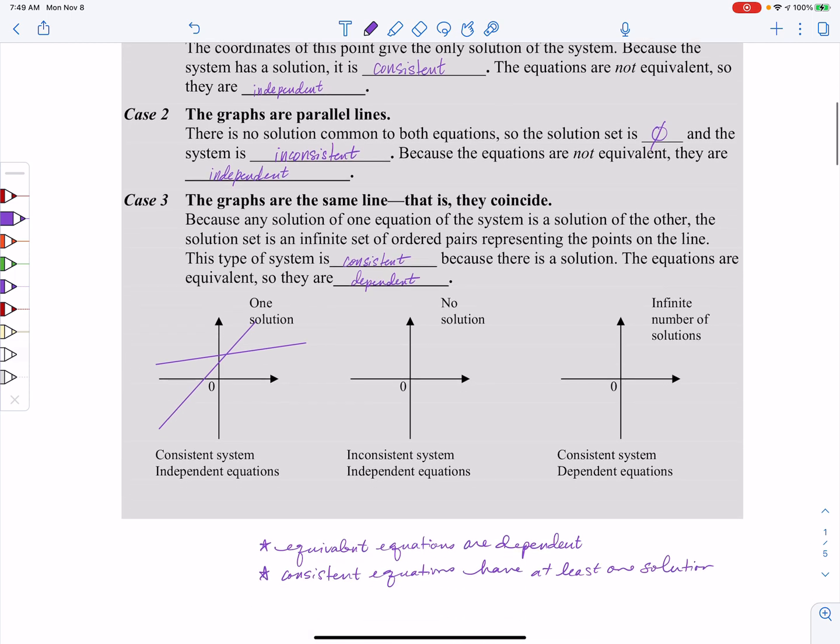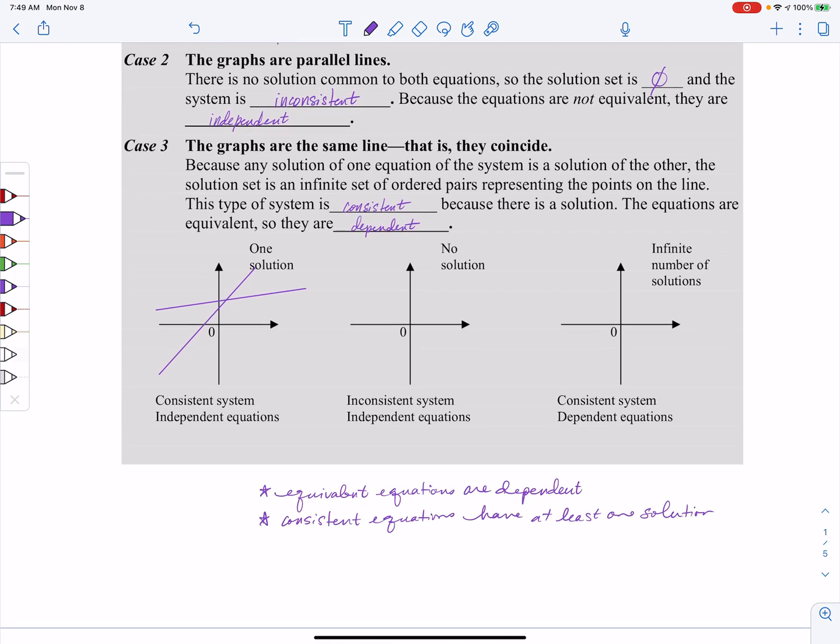Case number two is where my graphs are parallel lines. So parallel lines, remember, are lines that never intersect each other. So we have no solutions here because there are no places where my graphs touch each other. So the system is considered inconsistent because there are no solutions. And the equations are not the same equations, so they're still independent from each other.